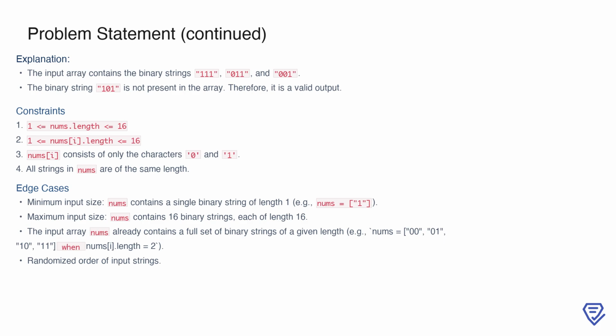The problem also provides some constraints and edge cases to consider. For instance, the length of nums can range from 1 to 16, and each string in the array can be up to 16 characters long. Additionally, all strings in the input are guaranteed to have the same length. Edge cases might involve very small or very large input sizes, or situations where nums already contains all possible binary strings of a given length. These considerations will help guide us toward an efficient solution.